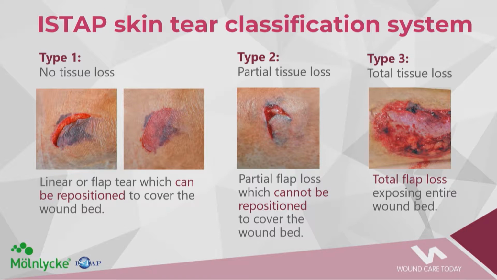Type 1 is where there's been no tissue loss at all. There's a linear wound or a flap tear, which can be repositioned to cover the wound bed. In a type 2, this isn't possible because you've partially lost part of the flap. So therefore that can be put back over the wound bed, but it won't totally cover it. A type 3 is a more severe type, and here we've got total tissue loss. So the total flap loss, it's gone, it's not there at all, so the entire wound bed is exposed with nothing to cover it.